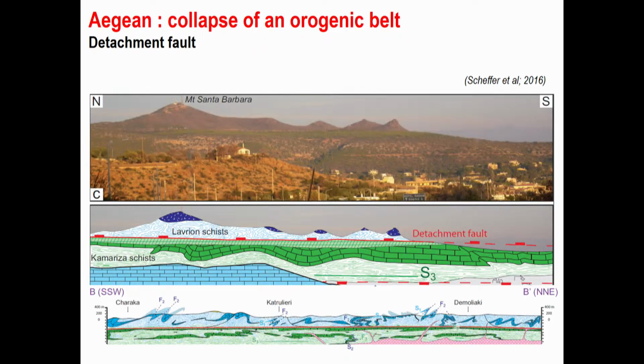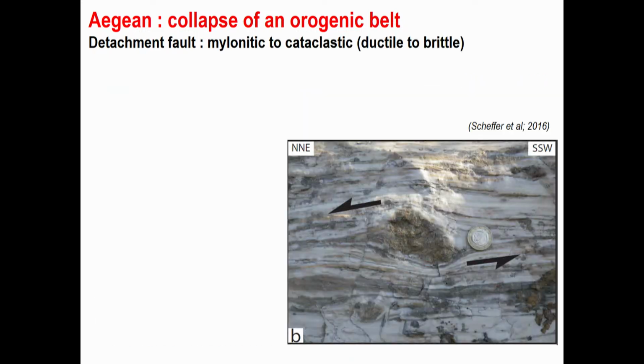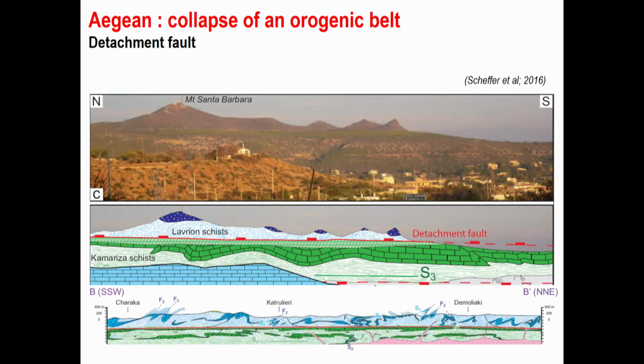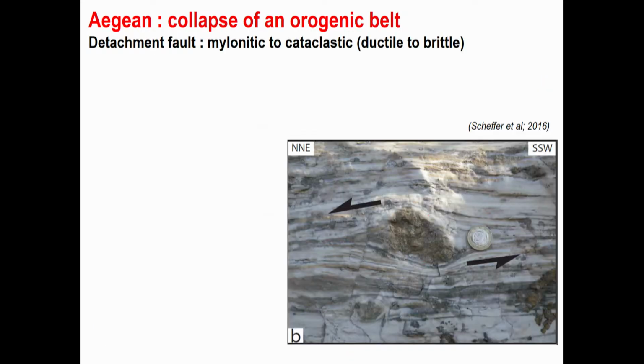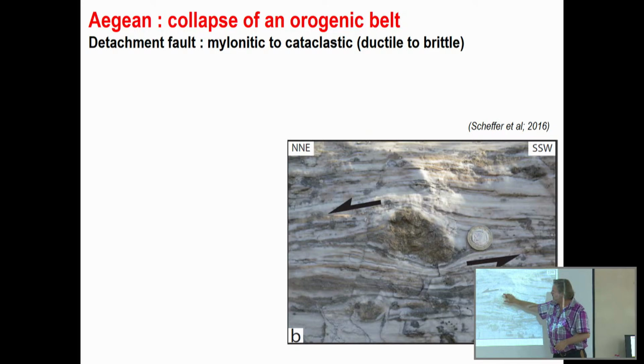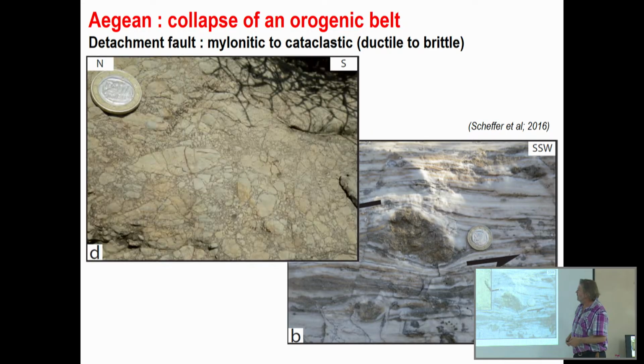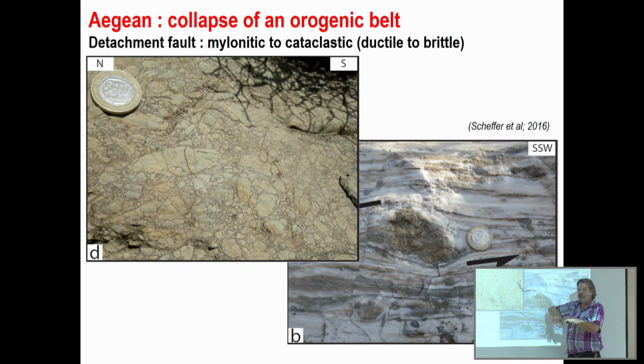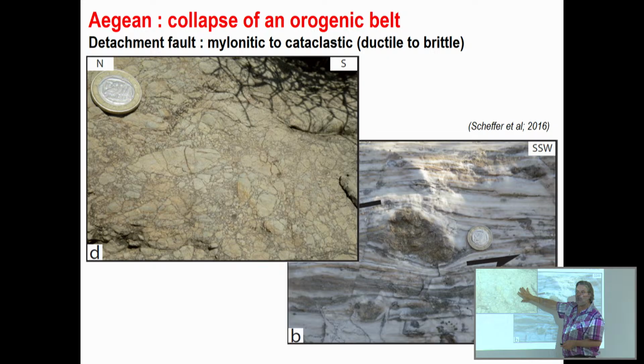And when you go there, you actually have a gradient of deformation over a few tens of meters, and then a sharp, very sharp contact. You start with mylonite in the marbles with dolomitic layers that are boudinaged and asymmetrically deformed, with the asymmetry of the tails giving you the sense of shear. And on top of that, you have the same marble that is broken into pieces. So it means that we go from mylonitic, ductile, to cataclastic, brittle deformation.